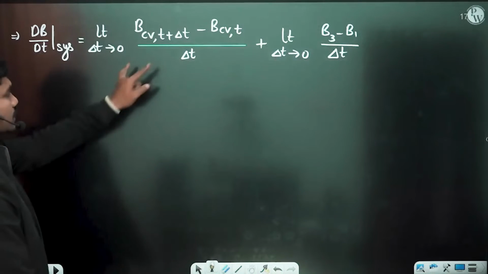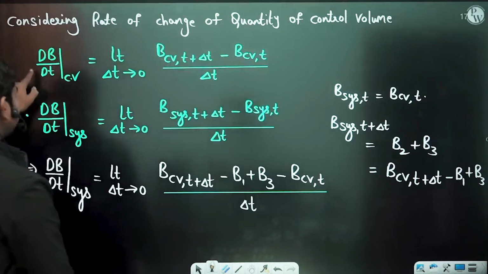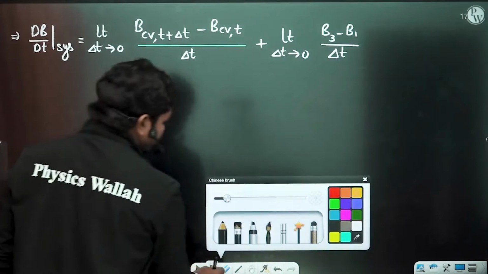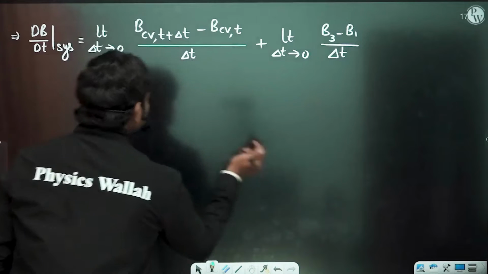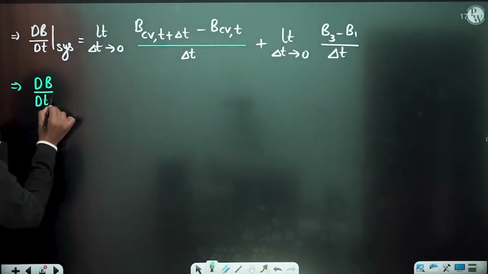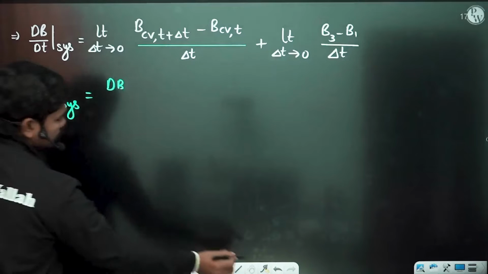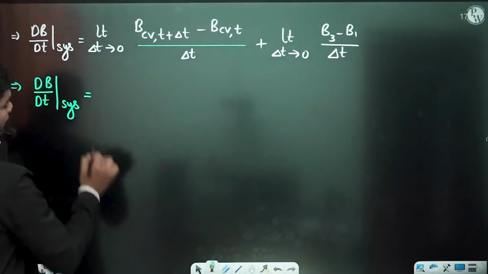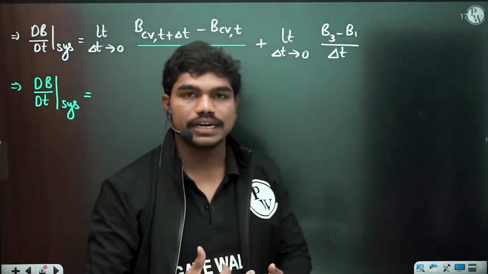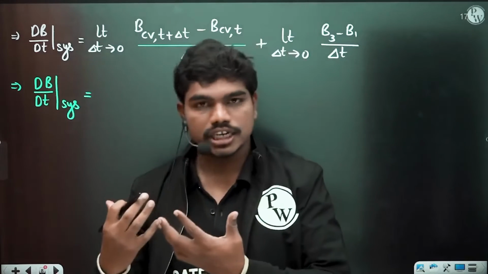Now you can see this as the first principle of differentiation. Considering this, using first principle, this limit can be replaced with dB by dt of the control volume. So dB by dt of the system is equal to dB by dt. Generally you can write this differently, because sometimes the control volume conditions can change with respect to many other things like temperature, or depending upon the environment. In case of gases and all, this is the general theorem that I am deriving.